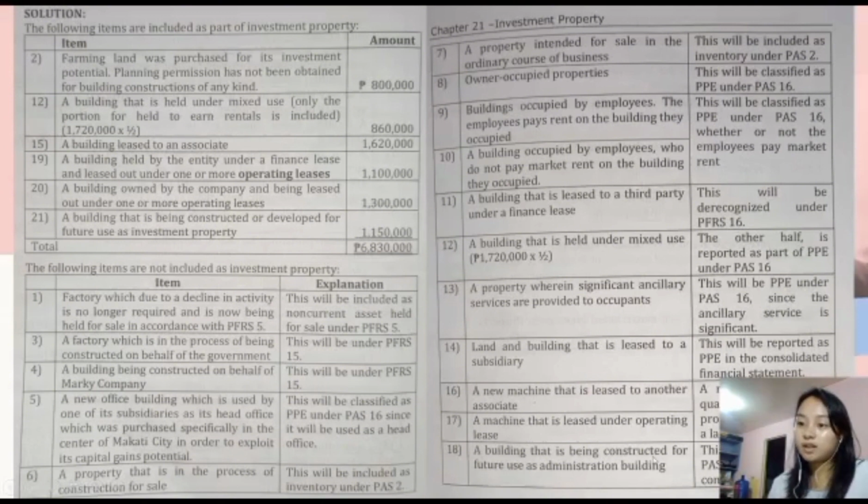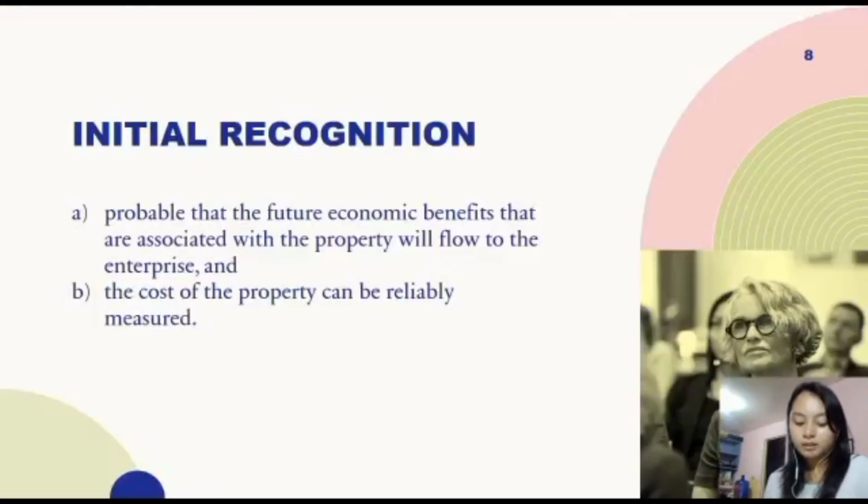So the cost of an investment property is not increased by startup. So we have the initial measurement. Investment property is initially measured at cost, including transaction costs. Directly attributable costs include, for example, professional fees for legal services, property transfer taxes, and other transaction costs.